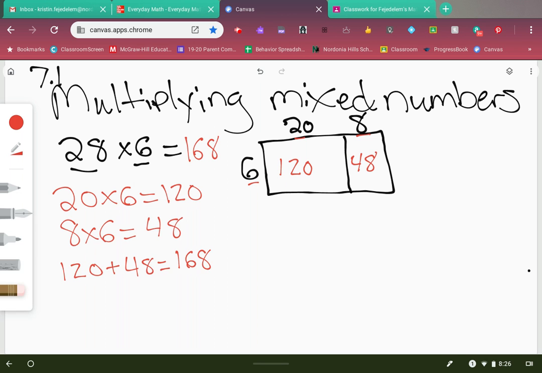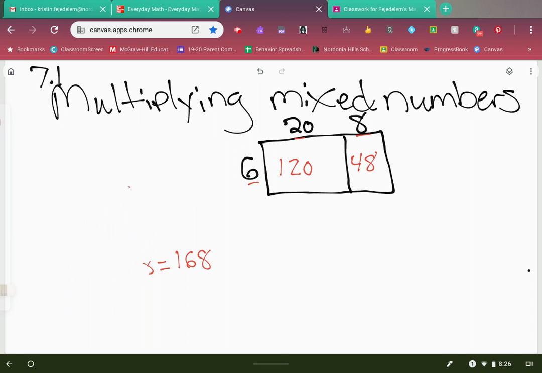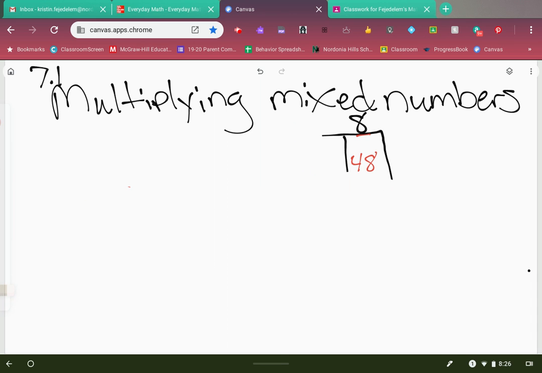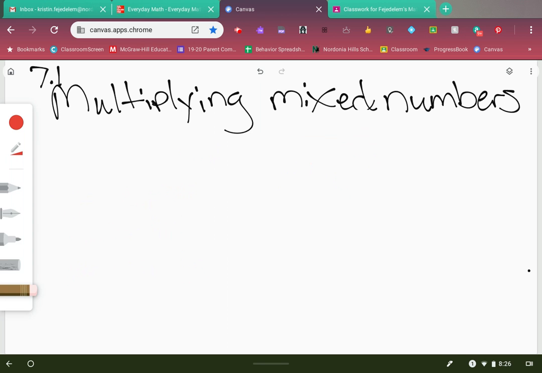So we are going to use that to do multiplying mixed numbers. I would grab a piece of paper, pause the video, get a piece of scratch paper, so that way you can practice this along with me. And I will ask you to get your math journal out so we can do a problem in there. But for now, we're just going to do some practice ones.